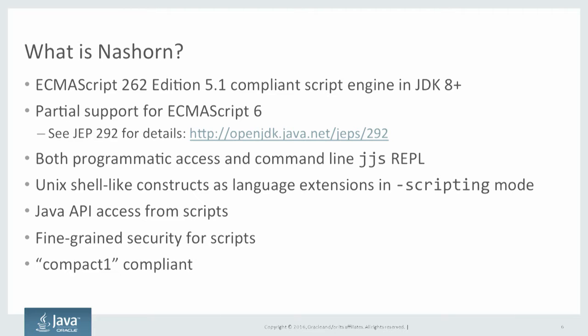Security is fine-grained, very well controllable. You can give specific permissions to specific scripts based on the URL, say, location of the scripts in the file system and such. So not all scripts are sandboxed. Also, not all scripts are fully trusted. The user can choose to give specific permissions to specific scripts based on the location. Then the javax.script way of using Nashorn is also compliant with the compact1 profile of the JDK 9 module system, meaning there are very few dependencies that need to be fulfilled for that to be usable.